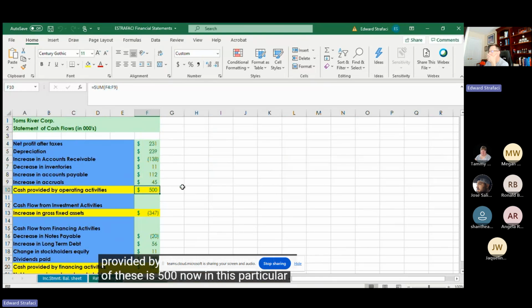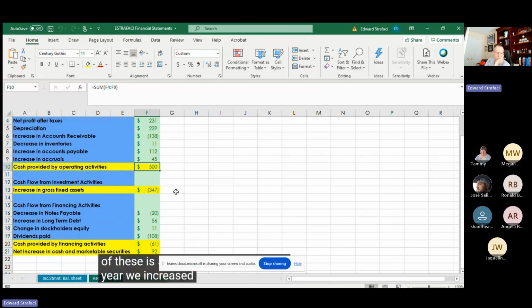Now, in this particular year, we increased our gross fixed assets. What does that mean? We either enhanced our buildings. Let's say we were in a school and we put new technology in, or we built a new building, or we put in a new parking lot, or whatever we did. We bought a new series of trucks, a fleet of trucks. If we did all those things, that's money we had to spend to keep our business going.